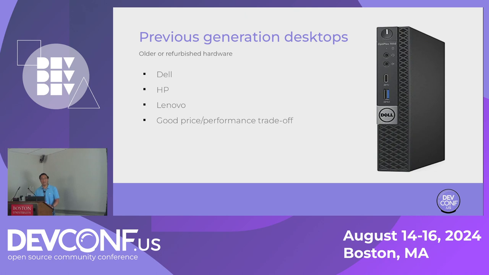All right, so almost in all of the discussions I've seen online or in forums or other places have mentioned previous generation desktops. So these are machines made by the likes of Dell, HP, Lenovo. You can probably find something that looks like this online right now for, I don't know, $100 to $200. They're maybe 5 or 6 years old, maybe even older, but they have a very good price performance trade-off.